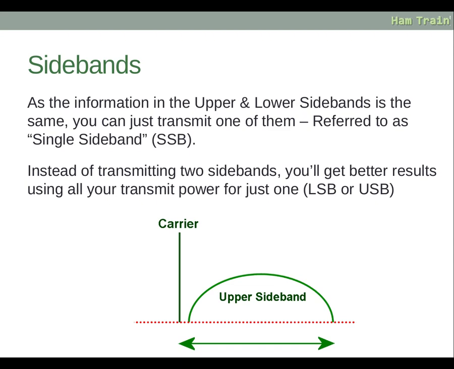Instead of transmitting the two sidebands as in AM, you'll get better results using all of your transmit power using just one sideband, either the lower sideband LSB or the upper sideband USB. So if you imagine you were throwing a ball, if you had a ball that weighed the equivalent of an upper sideband, a carrier and a lower sideband, there's three items in there. It's going to be heavier and not throw as far as if you just had one out of the three, and this is the same principle here.